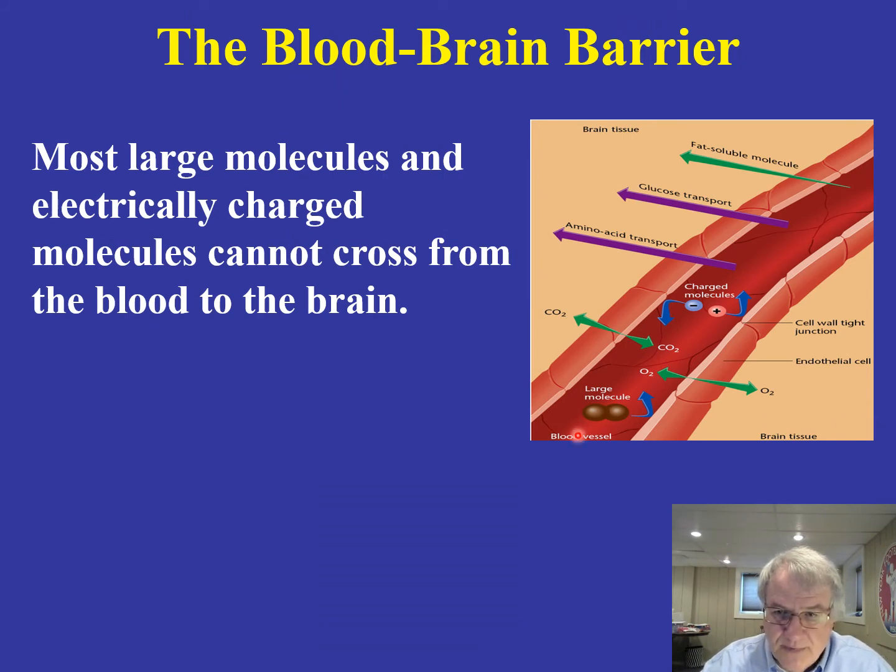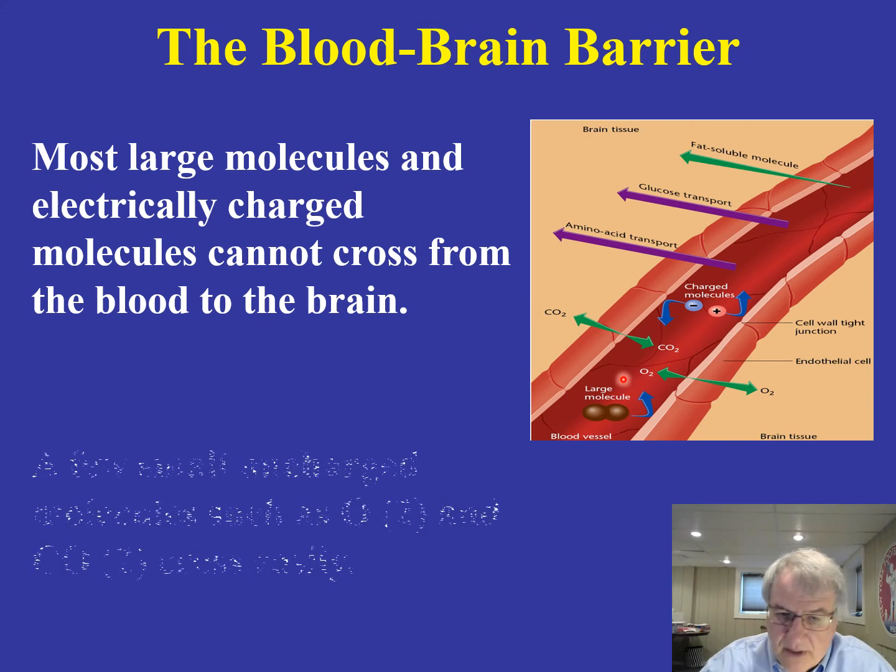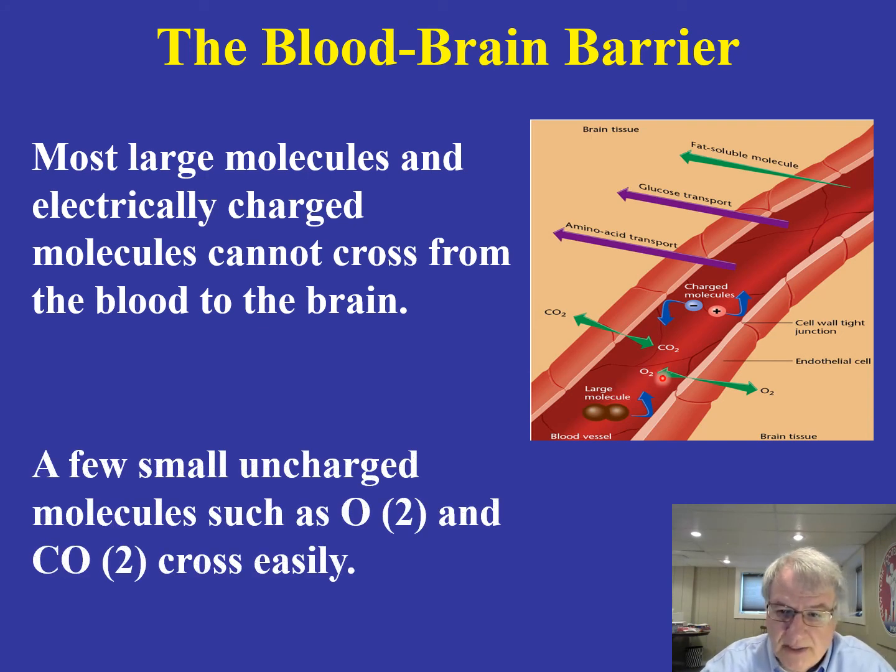So here's our representation of brain tissue that we see here. Here's a capillary blood vessel that you see here. And generally speaking, large molecules can't cross from the blood to the brain. Again, here's a large molecule right here, and that molecule cannot pass through this capillary vessel into the brain. But there are some uncharged molecules like oxygen, for example, and CO2 that are allowed to readily pass. So again, the blood-brain barrier is serving this very crucial function.